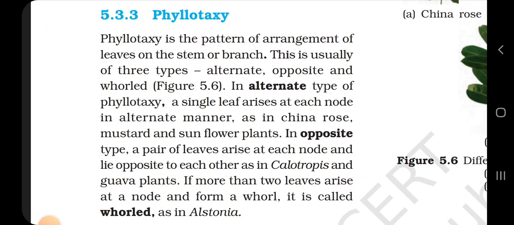5.3.3 Phyllotaxy. Phyllotaxy is the pattern of arrangement of leaves on a stem or a branch. This is usually of three types: alternate, opposite and whorled. Figure 5.6. In the alternate type of phyllotaxy, a single leaf arises at each node in an alternate manner, as in China rose, mustard and sunflower plants. In the opposite type, a pair of leaves arise at each node and lie opposite to each other, as in calotropis and guava plants. If more than two leaves arise at a node and form a whorl, it is called whorled, as in Alstonia.